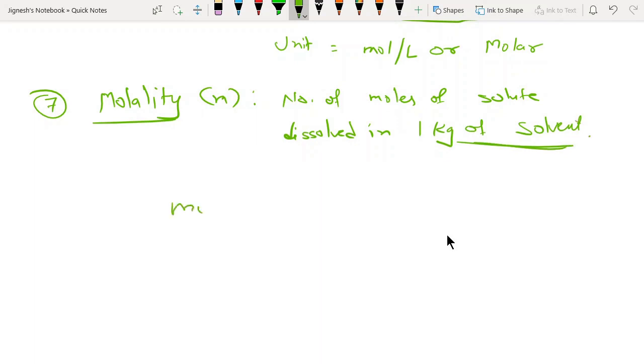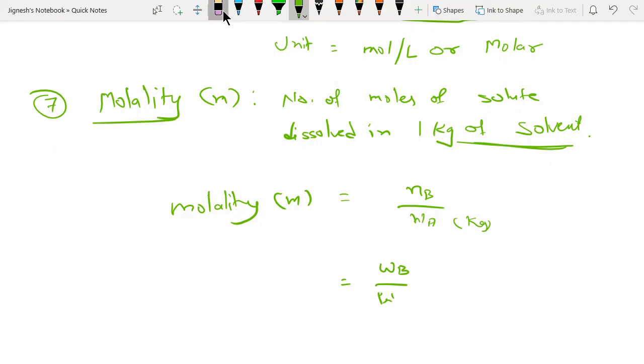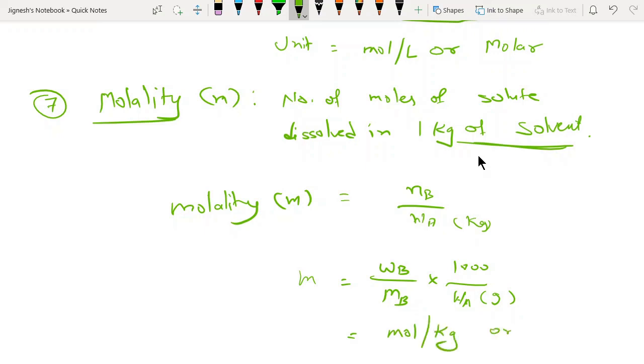So let us derive the definition of molality. It is denoted by small m. Okay, and according to the definition it is equal to number of moles divided by weight of solvent in kilograms. Since this is in kilograms, how do we write the number of moles? We write WB upon, sorry, it is MB, into 1000 upon, because now we convert this into grams, and this will be WA. You have to keep it in grams, and that's why the unit of this will be mole per kilogram, or we write it as molal.